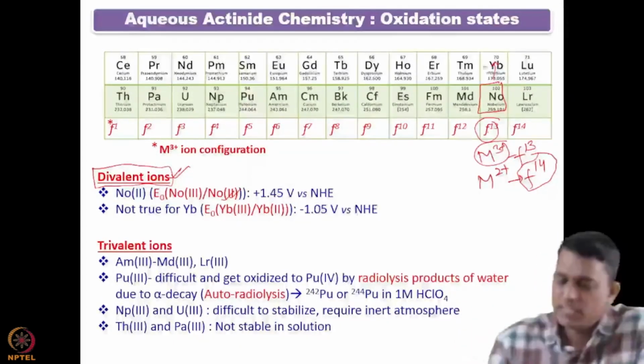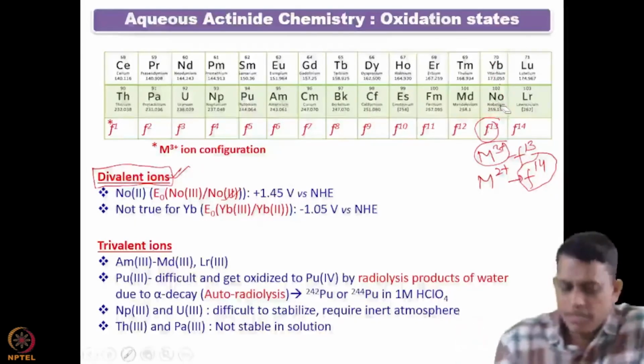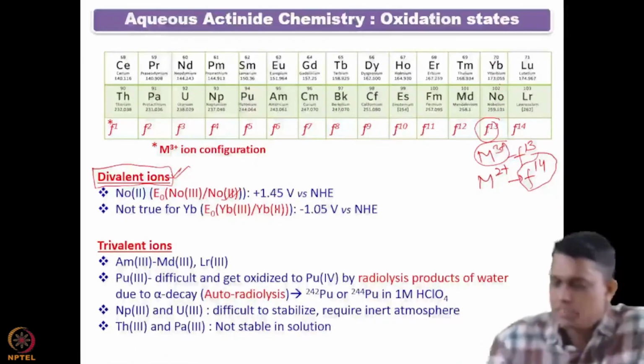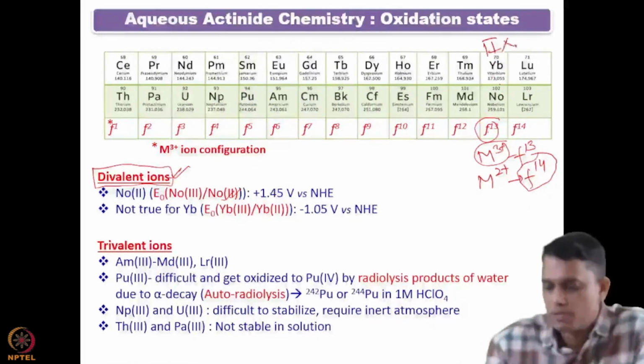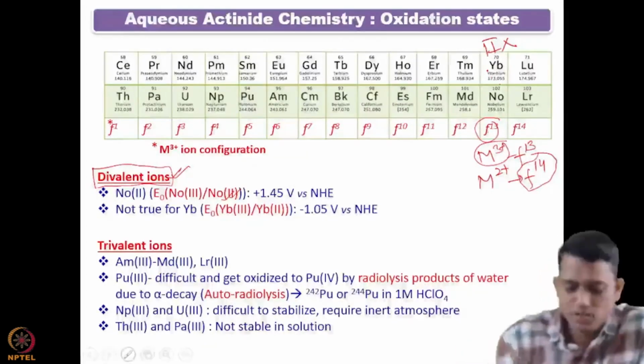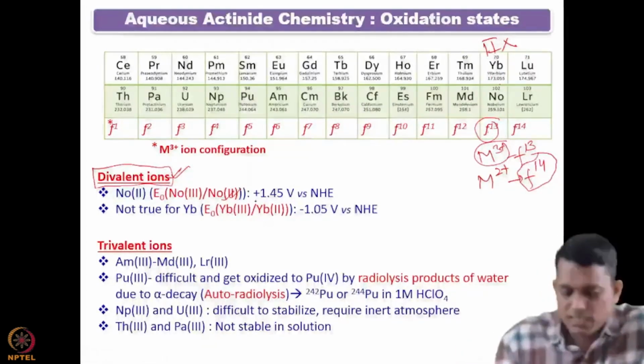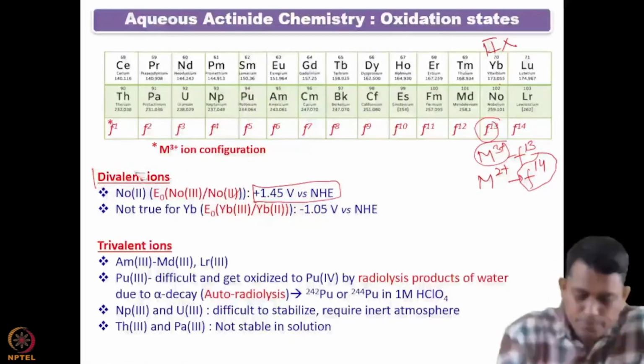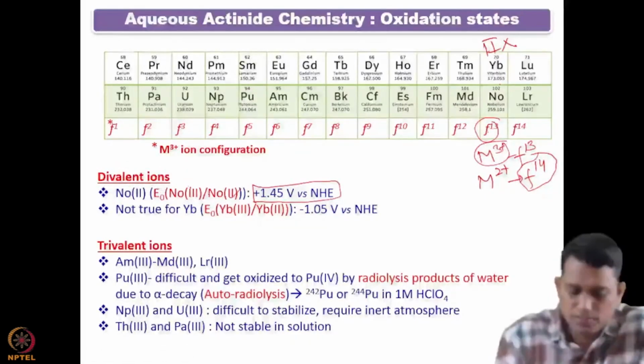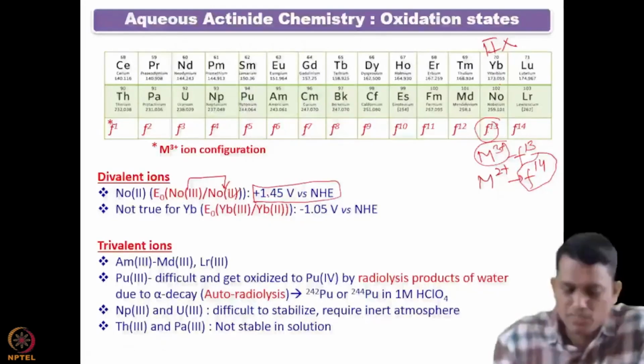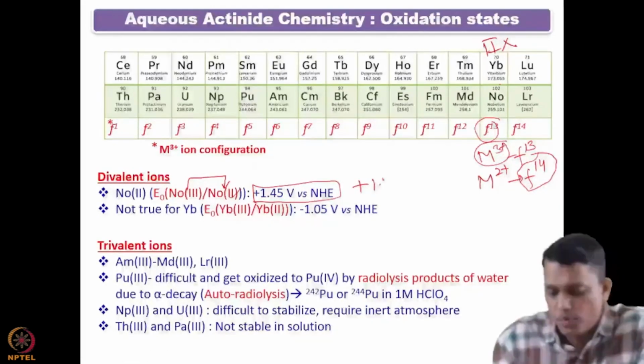In lanthanide, if you see ytterbium, it doesn't prefer plus 2. It is not preferring plus 2. It is preferring plus 3. That can be explained just by looking at the electrode potential. If you see the plus 3 to plus 2, that the redox potential, if you see, it is highly positive, plus 1.45.